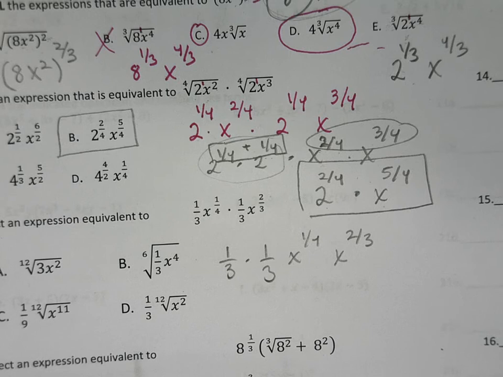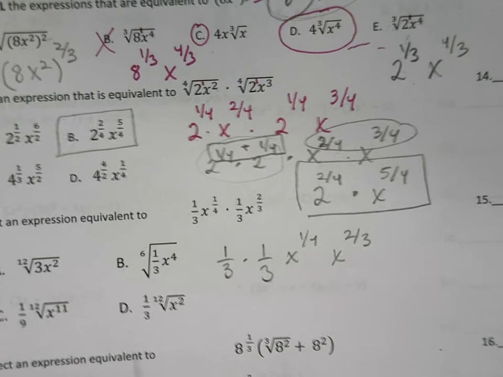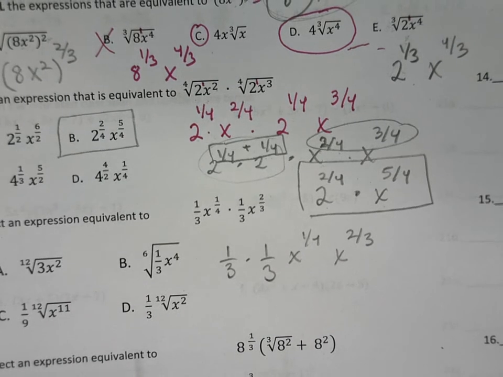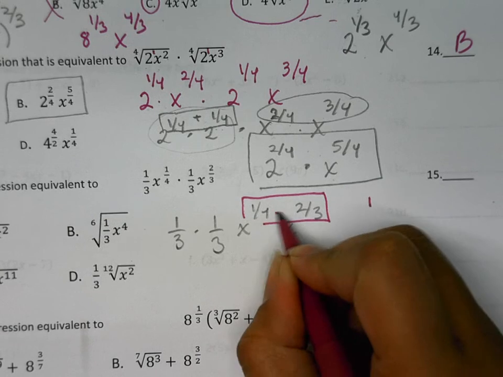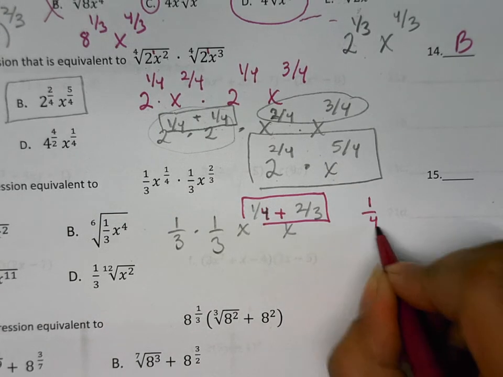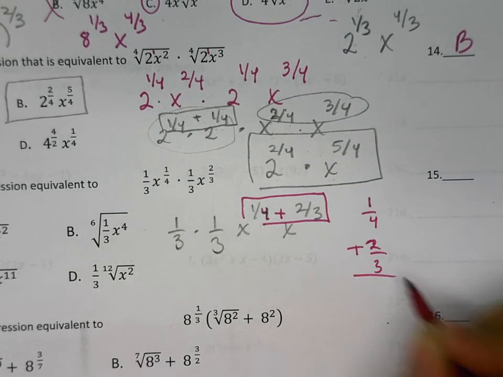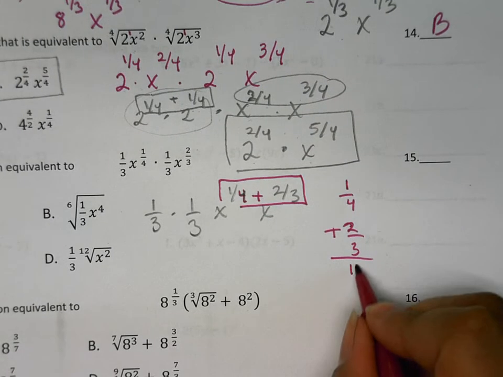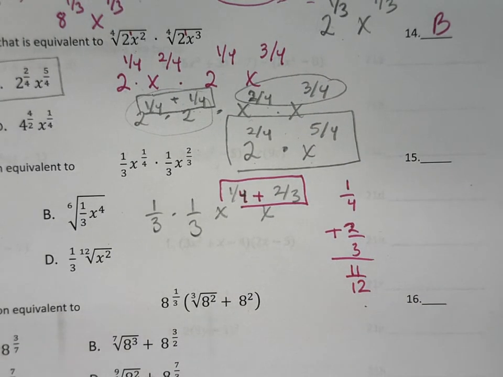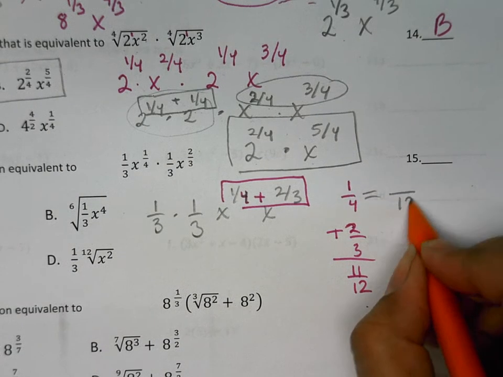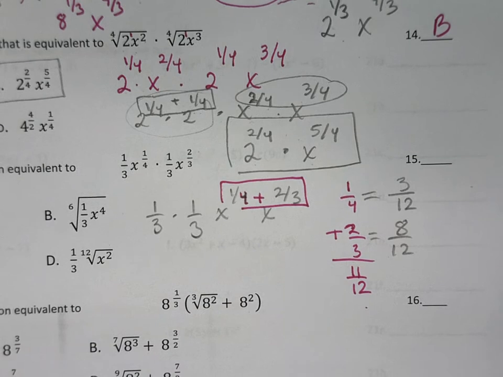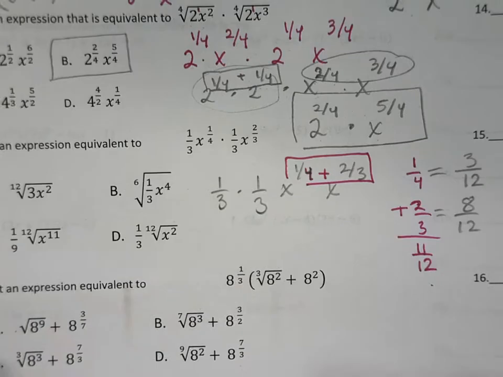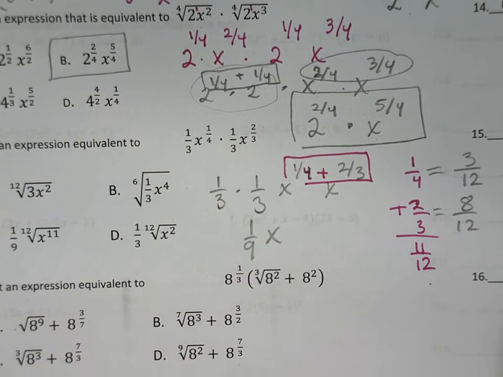Okay, you ready? Yes. Okay. I told you guys to add. Has anybody done that already? What did you get when you added those together? 11/12. Your common denominator would be 12. Multiply top and bottom by 3. Multiply top and bottom by 4. Okay, so then I have 1/9 x to what power?